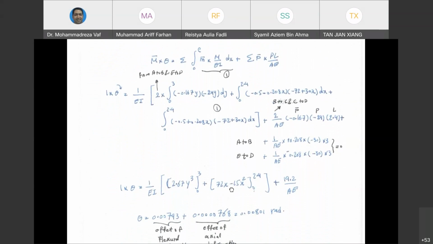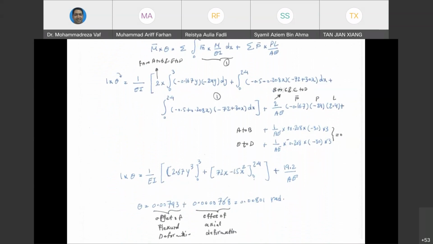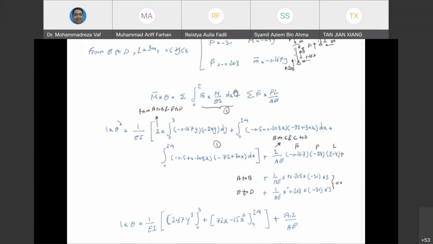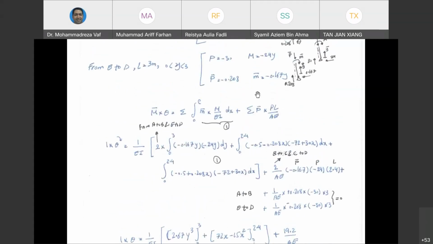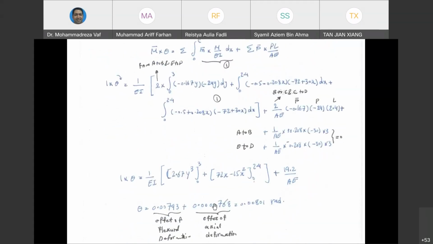What is very important to share with you here is that at the end, you get one value for the first part of the integral, which is due to the rotation due to the bending moment, and you get another value due to the axial force. So this part shows how much axial force is affecting the result of theta, and this part shows how much bending moment is affecting the calculated theta. So if you see, we have got these 2 values, and if you compare them, you can see the effect of axial force is almost 100 times smaller than the bending moment.